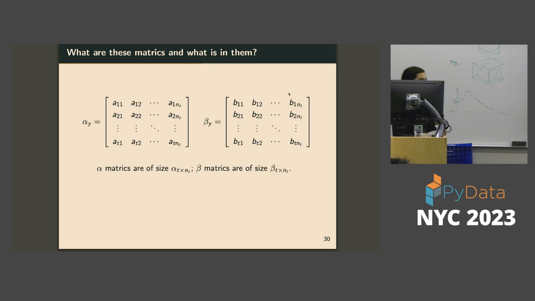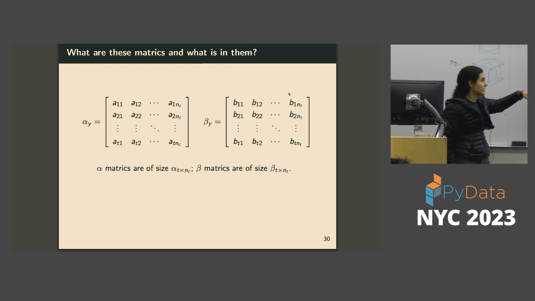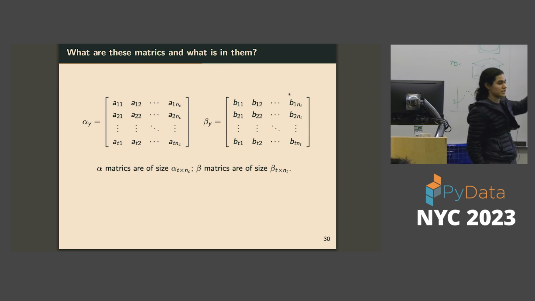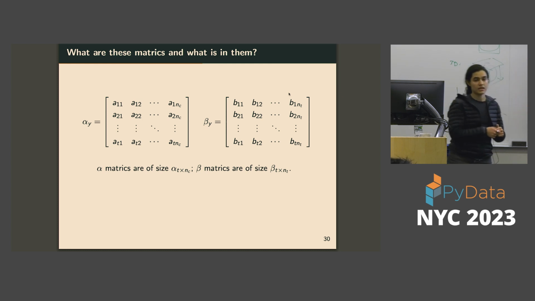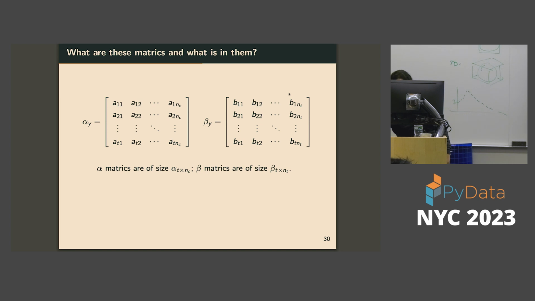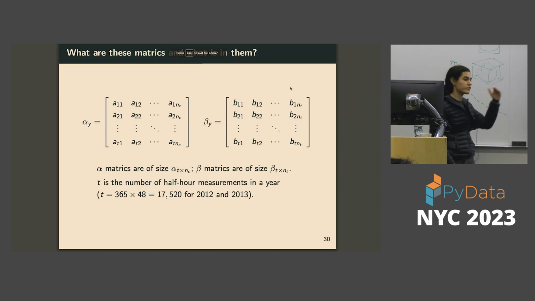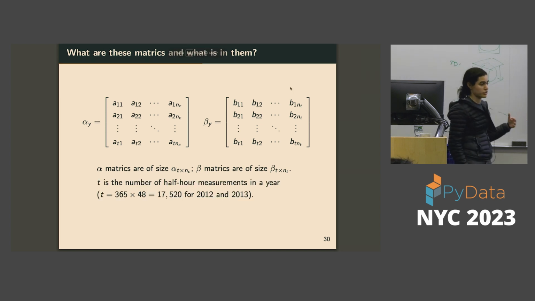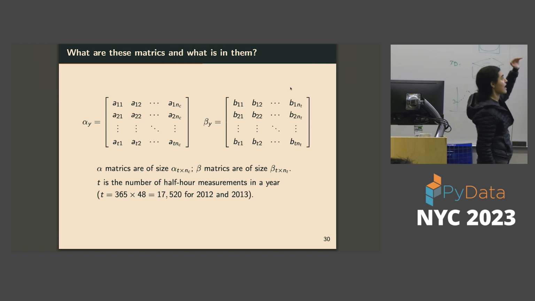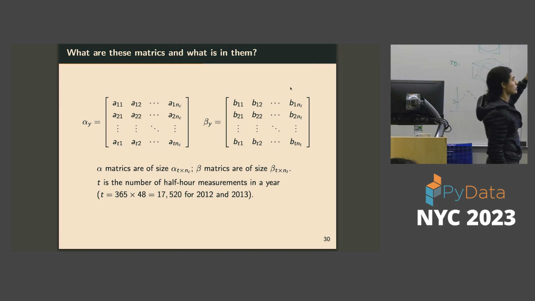Let's think about these matrices. What numbers are in these matrices? The alpha matrix is of size t by nc. The beta matrix is t by nt. So they have the time aspect first, and then some n, and that n is the number of houses in the groups. And t is the half hour measurements that we have for the year y.